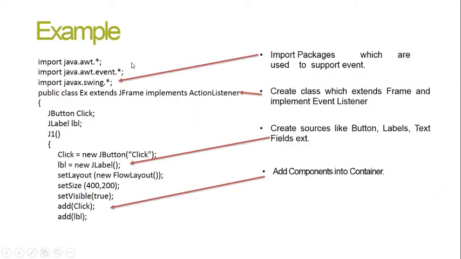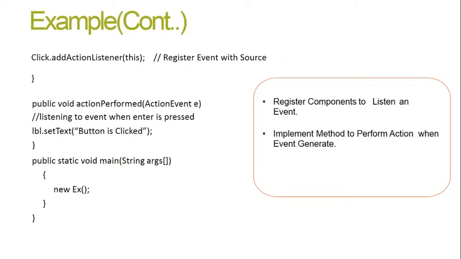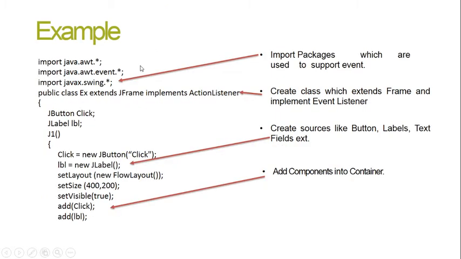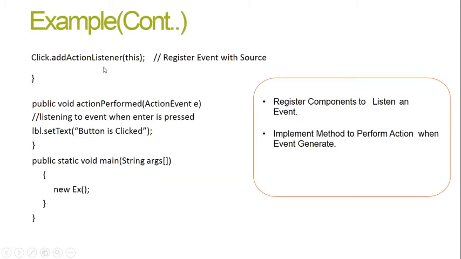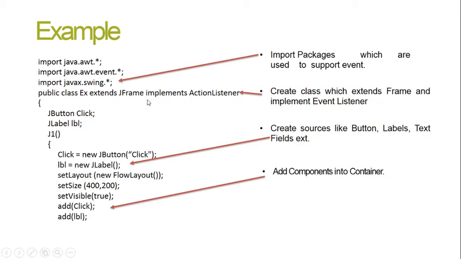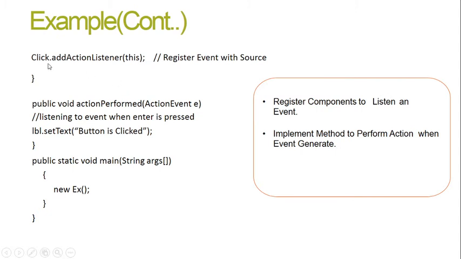But if you are not implementing ActionListener and following another way, there are so many ways to perform this event handling. This is the simplest way. So that's why I'm passing this. If you are implementing the listener over here, then whenever you are adding or registering your event with the source, pass this. This means the object of ActionListener.